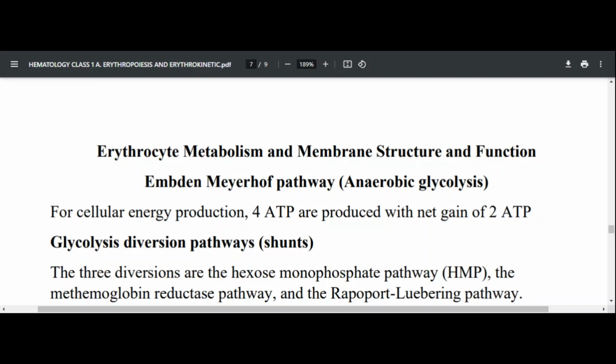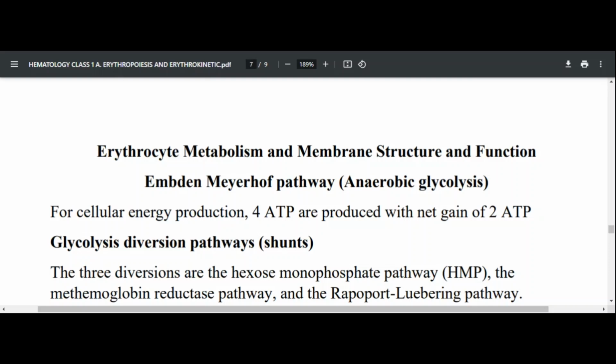2 ATP, which is very few. Of course, by losing also 2 ATP, total 4, but the net gain is 2. So glycolysis, for other purposes like use of sugar and so on, is okay, but we are not going to talk about energy production because that one is a chemistry part. We are going to discuss glycolysis diversion pathways.